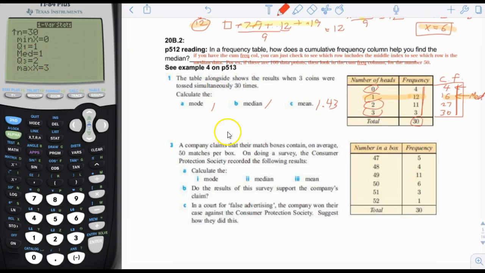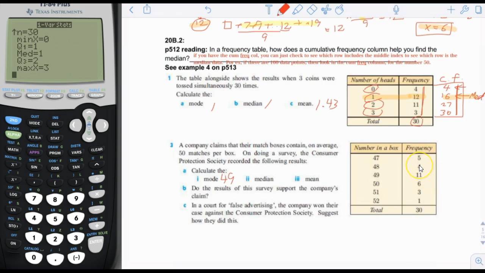Alright. A company claims that their match boxes contain on average 50 matches per box. During the survey, the Consumer Protection Society recorded the following results. Calculate the mode, median, and mean. Alright, so the mode would be the most frequent value. So the most frequent one is this 11 here, so the data would be 49.